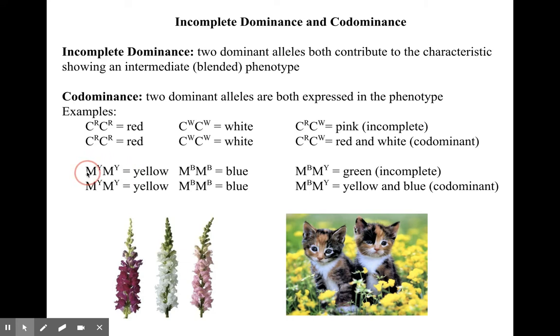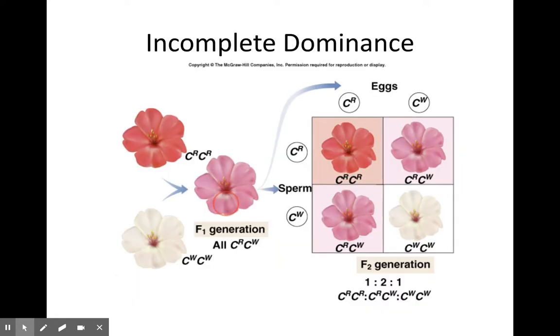Another example, if you were yellow and blue, and yellow and blue would be green, that would be incomplete. Or you have yellow, you have blue, and if you had both, then you'd be yellow and blue, and that would be codominant. So these are just examples of it.